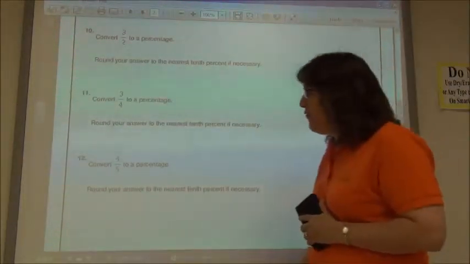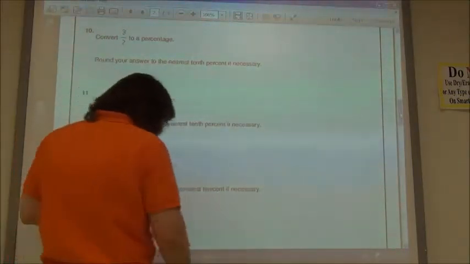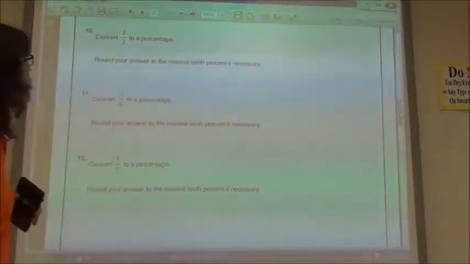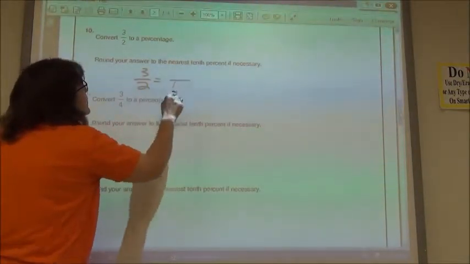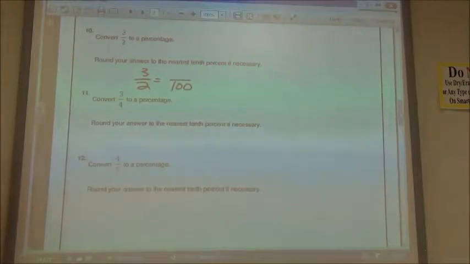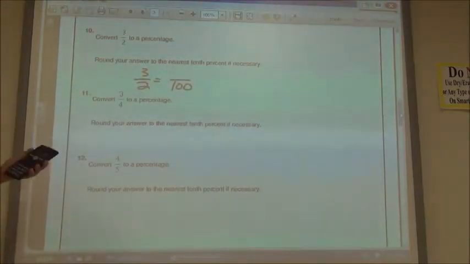Number 10, we have a fraction that we want to change to a percent. There's actually 2 ways to do this, depending on if you want decimals or if you want whole numbers. So I'm going to show you both ways. If I have 3 over 2 and I want it as a percent, one way is to make an equivalent fraction. This only works if the denominator divides evenly into 100, which in all 3 of these cases do.